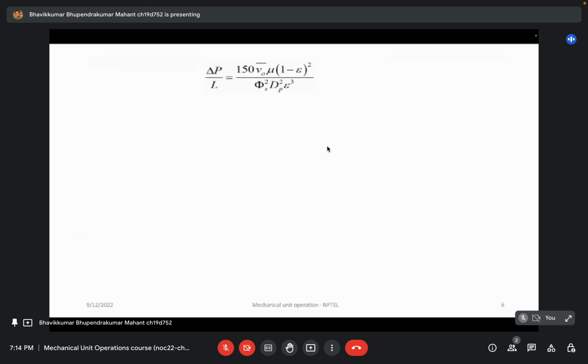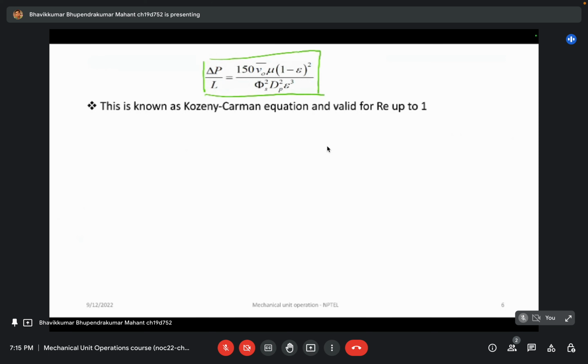Now, after substituting the value of the equivalent diameter, for laminar flow this is the equation which you get. Delta P divided by L is equal to 150 V naught bar mu, 1 minus epsilon whole square, divided by phi s square dp square epsilon cube. If you want to go through each step of the derivation, you can refer to the books and go through the professor's lecture also. You have to remember this equation, which is known as the Kozeny-Carman equation.